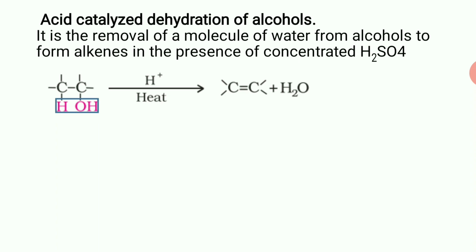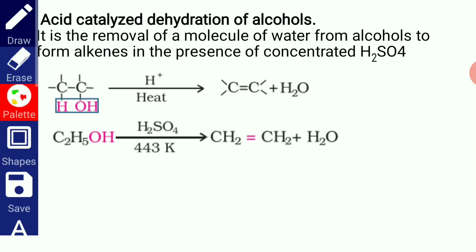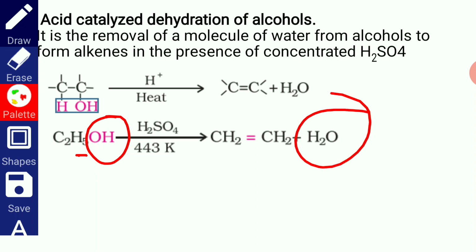Taking an example of ethyl alcohol. Ethyl alcohol has one hydroxyl group and one of the hydrogens will combine with it to form a water molecule. So, therefore, it will yield an alkene.